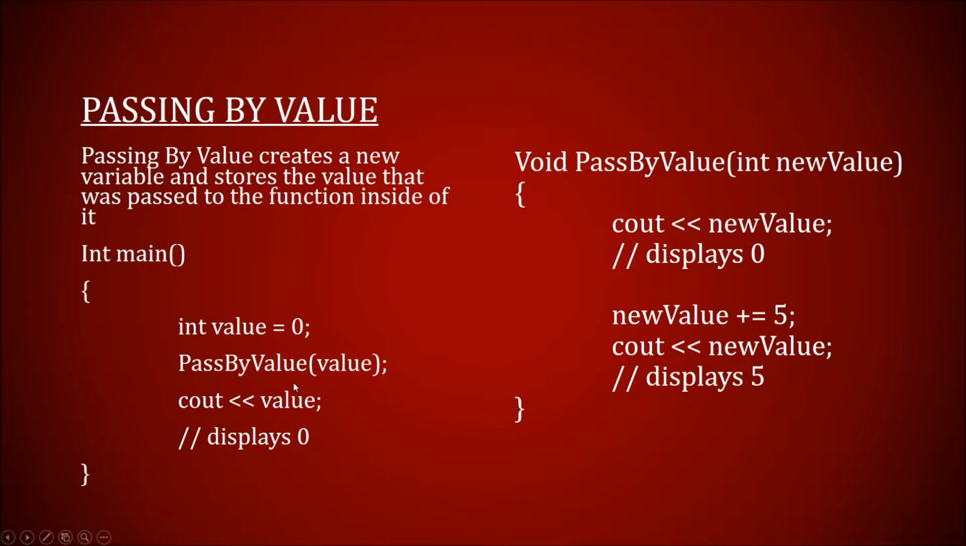Now if I come back to main and display value after the function call, it doesn't display 5. It actually still displays 0 because this value back here wasn't changed. It was this variable being changed inside the function.